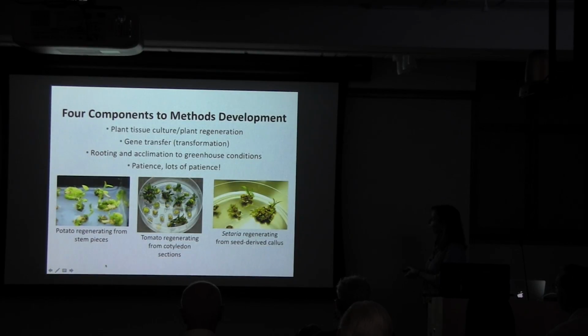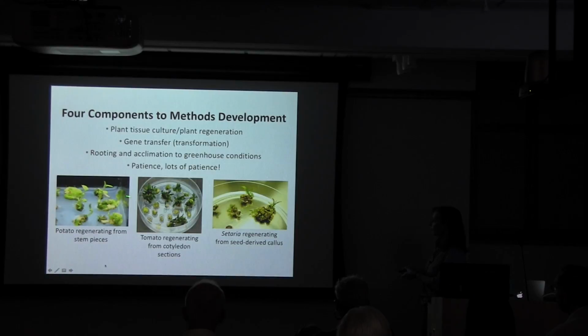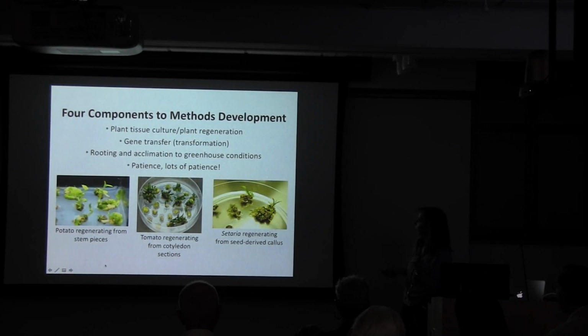This is tomato. Tomato, we start with cotyledon pieces from seedlings that are grown in culture. And these are all examples of plant regeneration after transformation. So you'll see that not every piece of plant material is regenerating shoots. And then for Setaria, we start with callus that is induced from mature seeds. And I'm going to tell you about that in more detail later. And this is what we use for the transformation. And again, that callus is put onto a regeneration medium to induce these plants to grow.